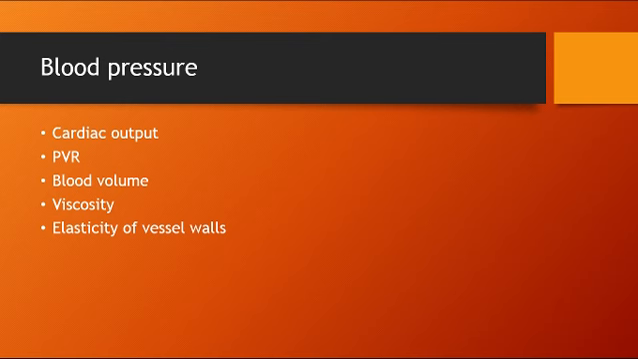So blood pressure, all of these things, cardiac output, vascular resistance, blood volume, viscosity, or that is the thickness of the blood, and elasticity of blood vessel walls, those are all going to affect the blood pressure in different ways.